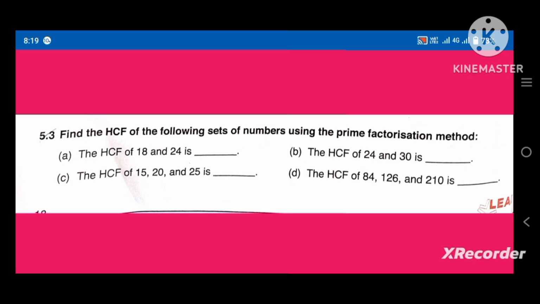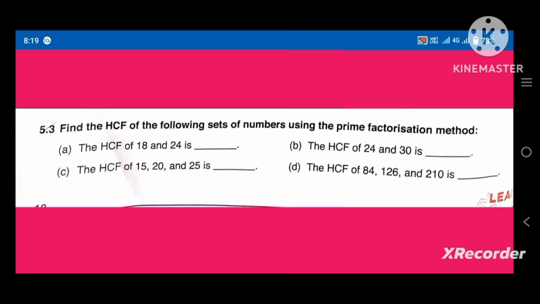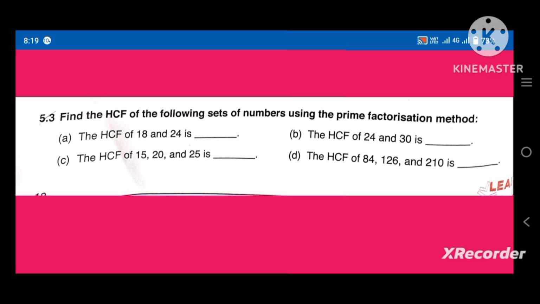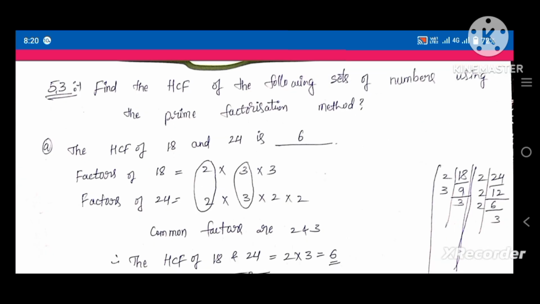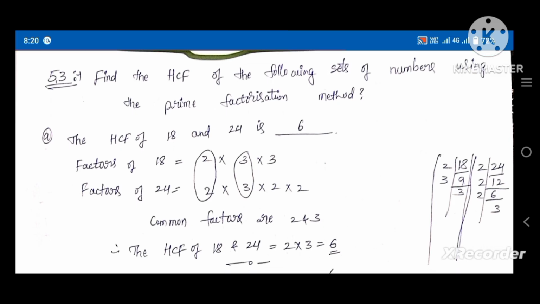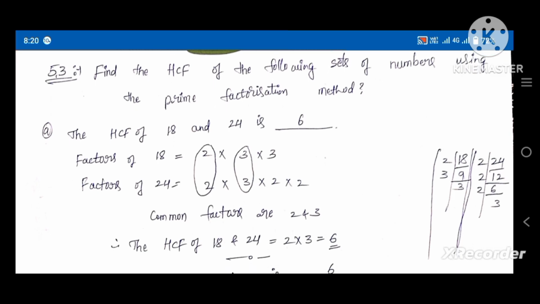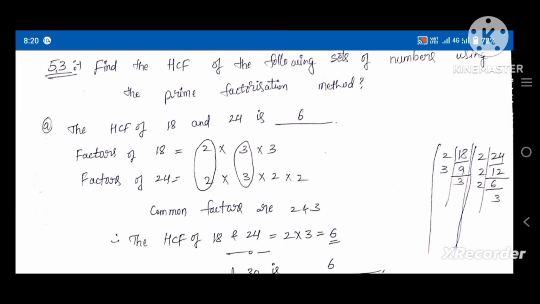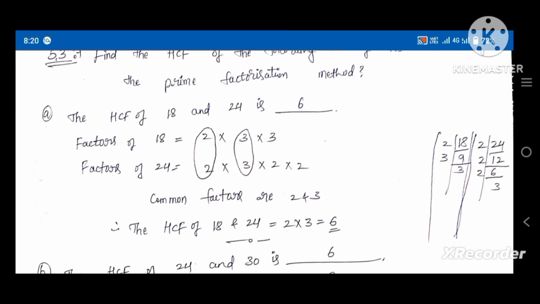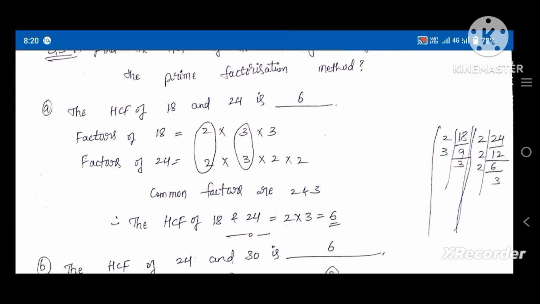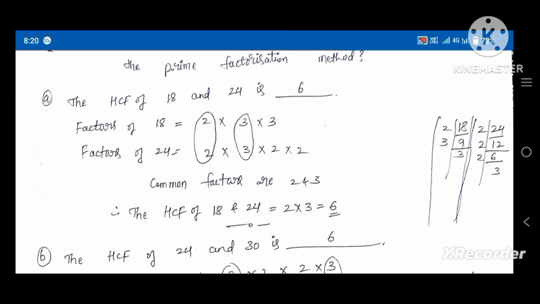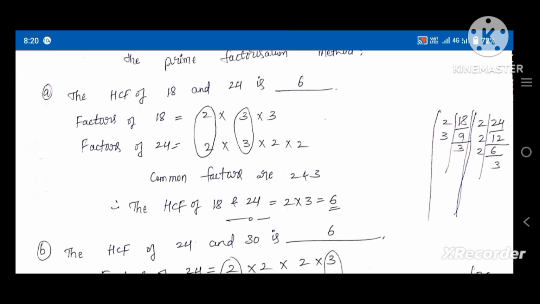5.3. Find the HCF of the following sets of numbers using the prime factorization method. A. The HCF of 18 and 24 is 6. Factors of 18 are 2, 3, 3. Factors of 24 are 2, 3, 2, 2. Common factors are 2 and 3. Therefore, the HCF of 18 and 24 is equal to 2 into 3, which is equal to 6.